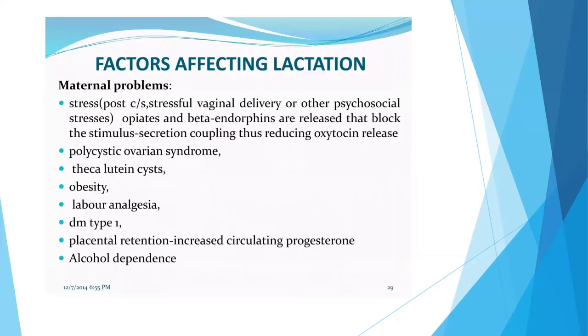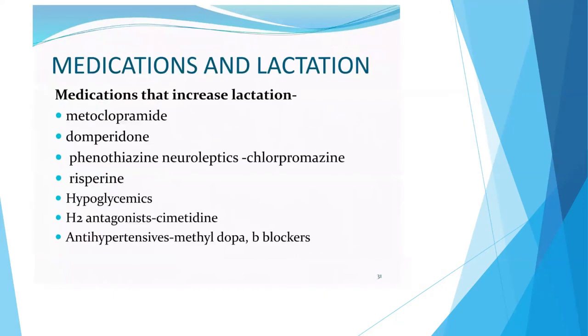So there are some other factors affecting lactation. There are some maternal problems like stress, polycystic ovarian syndrome, theca lutein cyst, obesity, liver analgesia, diabetes mellitus type 1, placental retention, which causes increased circulating progesterone, and alcohol dependence. Some medications that increase the lactation include metoclopramide.